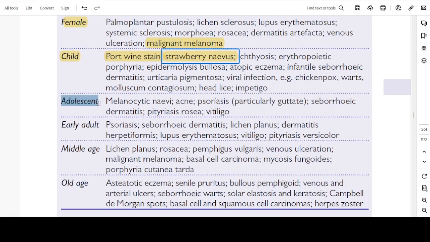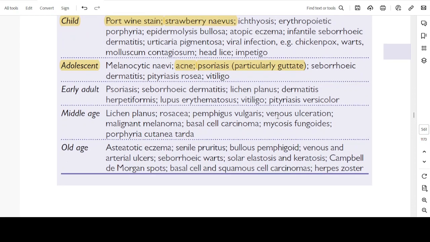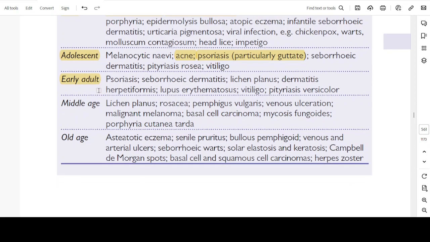Adolescents: melanocytic nevi. Acne is more common in adolescents. Psoriasis, particularly guttate psoriasis, seborrheic dermatitis, pityriasis rosea, and vitiligo are all seen in this age group. Early adults: psoriasis, seborrheic dermatitis, lichen planus, dermatitis herpetiformis, lupus erythematosus, vitiligo, and pityriasis versicolor are seen in young adults.